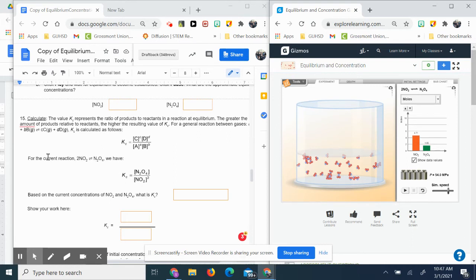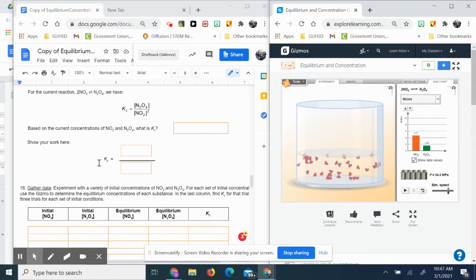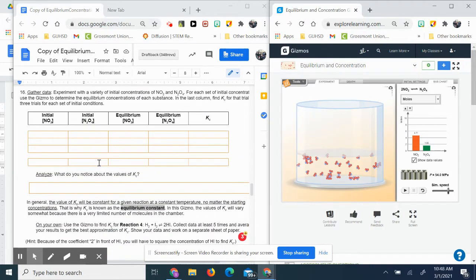So you'll notice for this current reaction, the equilibrium expression is the concentration of N2O4, which is my product, divided by NO2 squared. The reason it's squared is because of this coefficient. It's important to note that in the equilibrium expression, you do not include anything labeled as a liquid or a solid. The liquid and the solid do not affect your equilibrium expression.